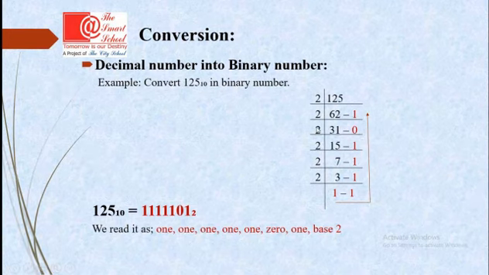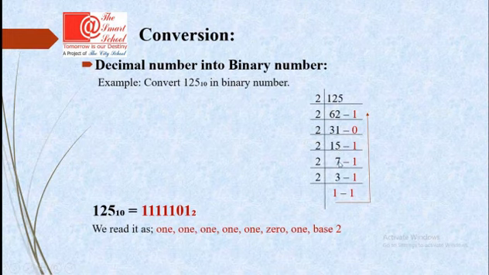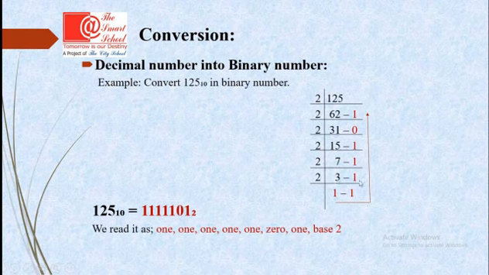31 divided by 2 is 15 and 1 is remainder. 15 divided by 2 is 7 and 1 is remainder. 7 divided by 2 is 3 and 1 is remainder. Then 3 divided by 2 is 1 and 1 is remainder.